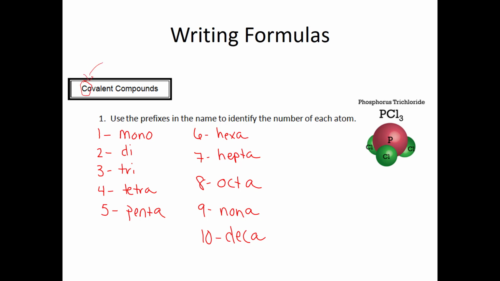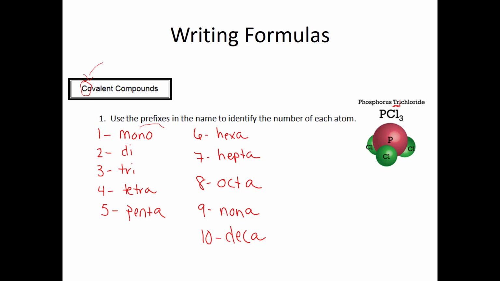So covalent is based off from prefixes. Prefixes identify the amount of each atom present. So we have mono, di, tri, tetra, penta, hexa, hepta, octa, nona, and deca. When you're writing these formulas, it's really important that you use the prefixes.